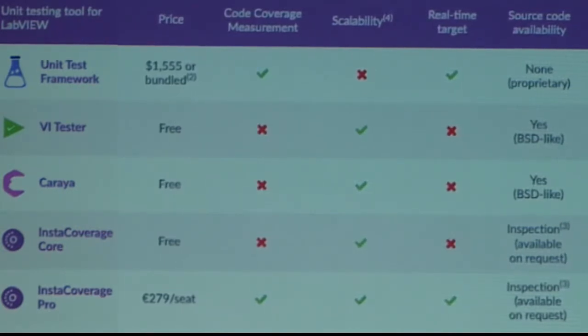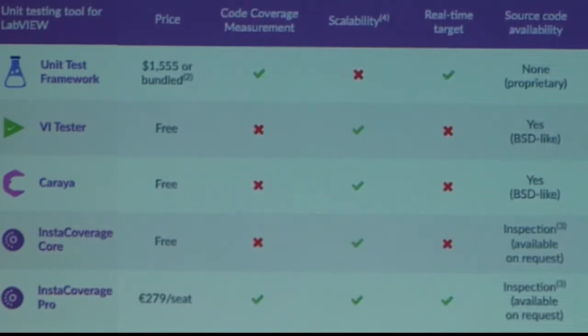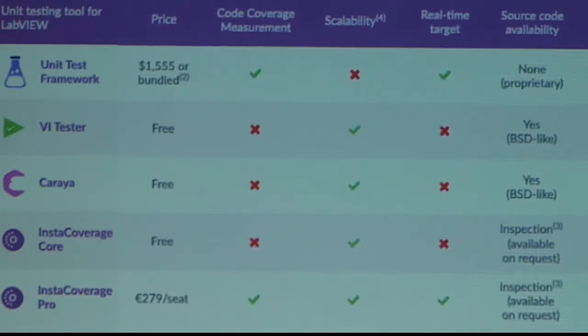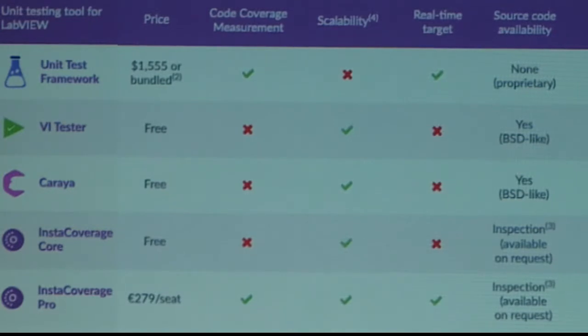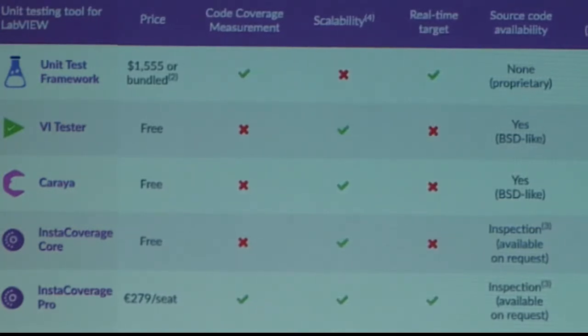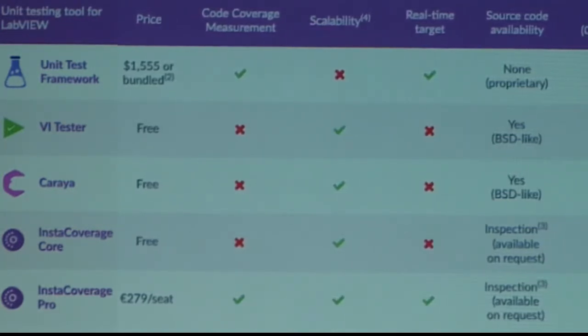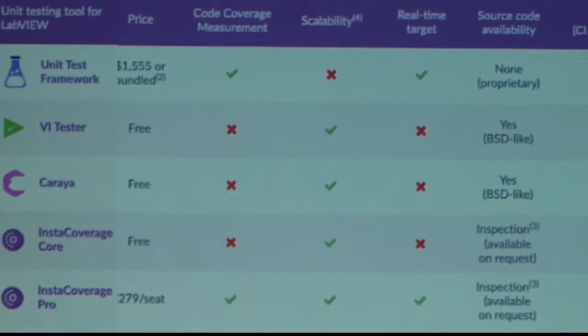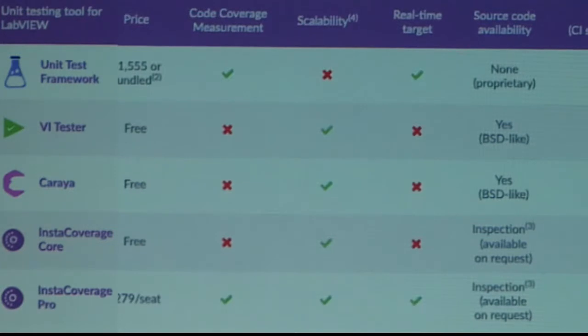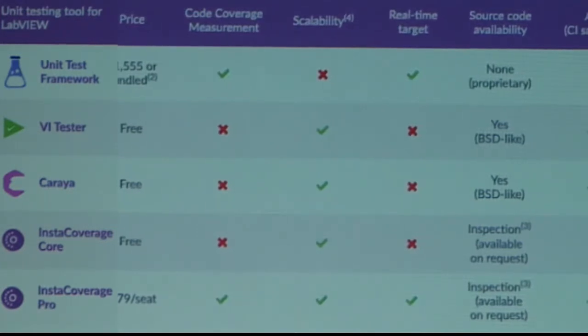Okay, yeah, so for us this execution time was really unacceptable. We have these big projects, and we have to wait hours for the tests to execute. So this is scalability. Now you see that the UTF, for some reasons, I mean, we kind of know the reasons, is slow, and the other tools are fast.